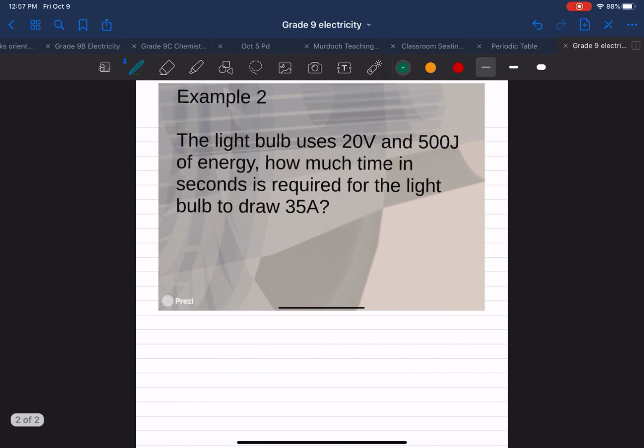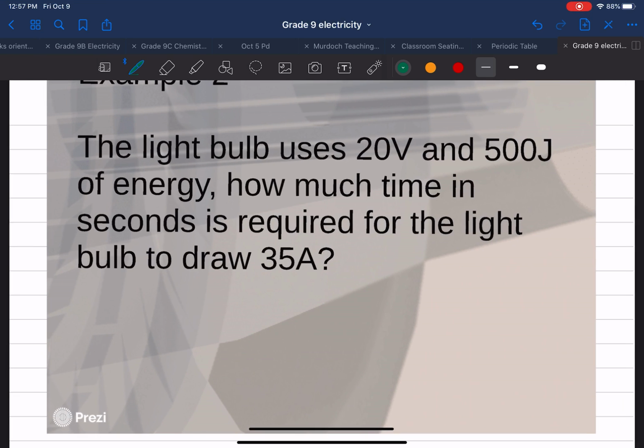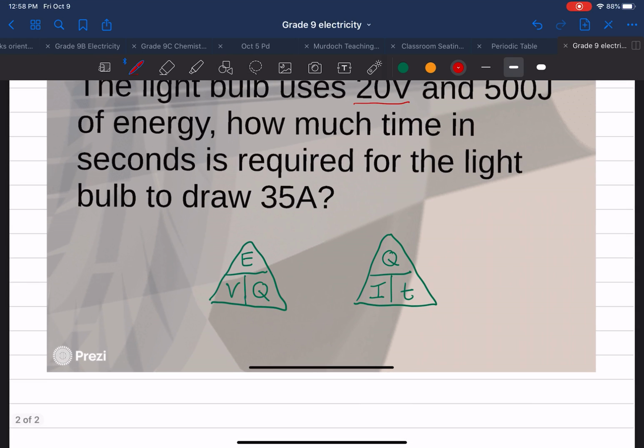Alrighty, example 2. I'm just going to rewrite the equations here so we know what they are: energy in joules, voltage, and charge, and then we have charge over amps, which is I over T in seconds. So let's read the question. A light bulb uses 20 volts. So that means we are given 20 volts in the question to start with. So V equals 20 volts.